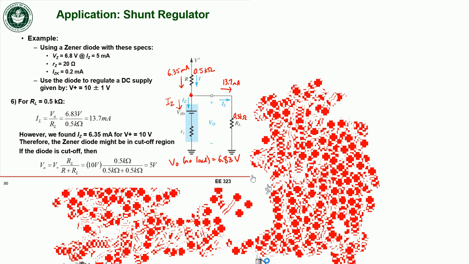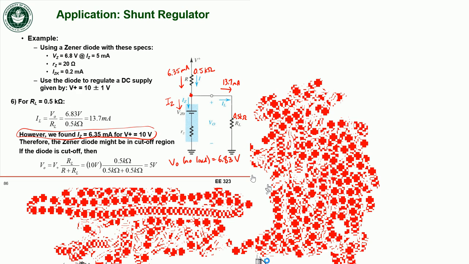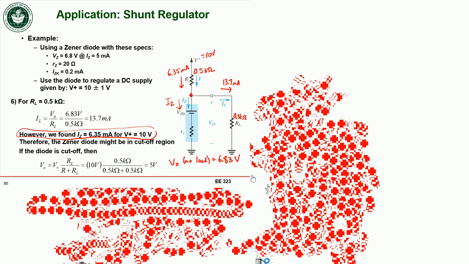Okay, so what actually happens? We said this is what we just talked about: the current through the resistor and through the Zener diode was 6.35 milliamps with no load there, and with this equal to 10 volts. But now it looks like we're trying to draw too much current through my load. So I'm probably not operating the Zener diode in breakdown anymore.